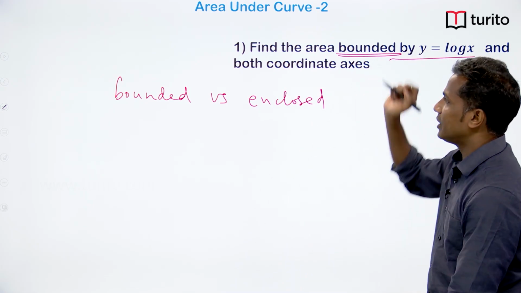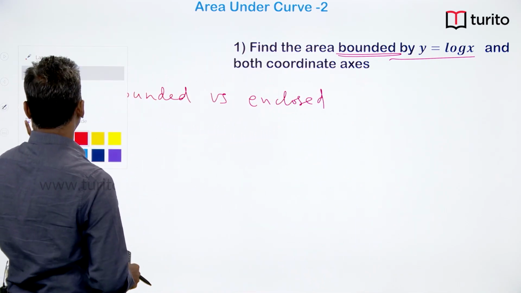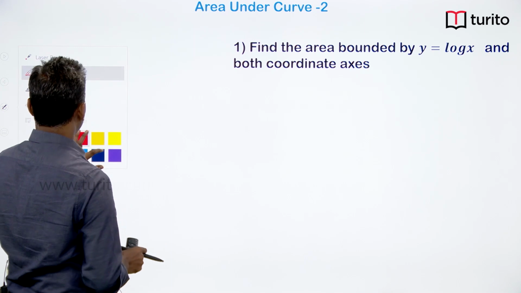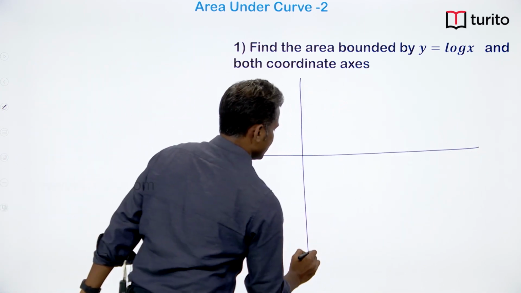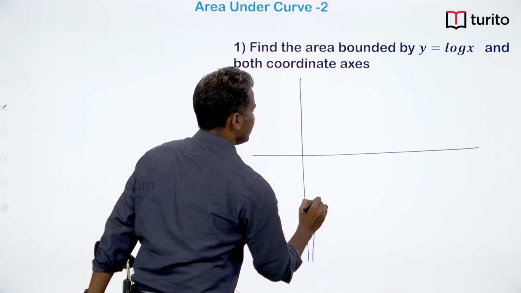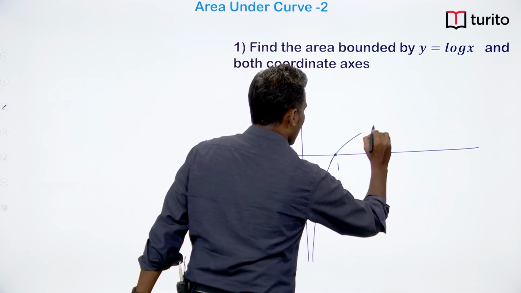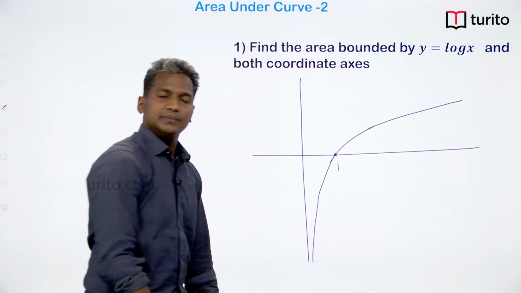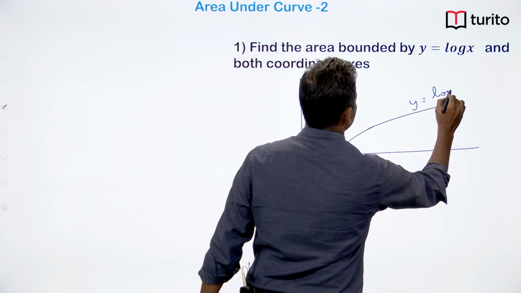For example, if we draw the graph of this curve, it is log x, you know the standard graphs. So it starts from minus infinity, cuts the x axis at 1 and it goes on increasing. This is the graph of y equal to log x.